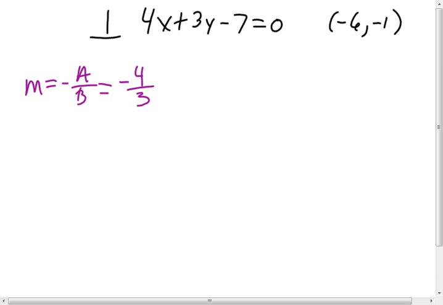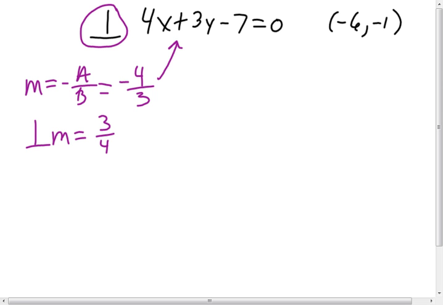So the slope of that line, the one at the top, is -4 over 3, but the one we're looking for is perpendicular. So to change to a perpendicular slope, we're going to write it as 3 over 4. Remember, to do perpendicular, you flip the numerator and denominator, and then you change the sign.